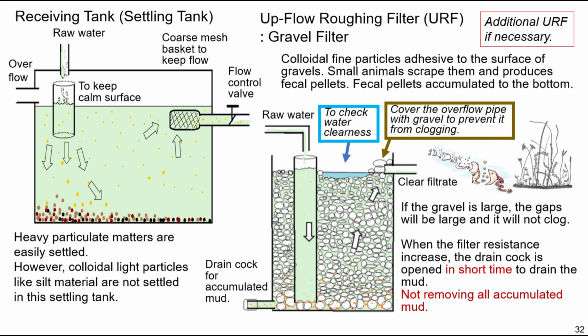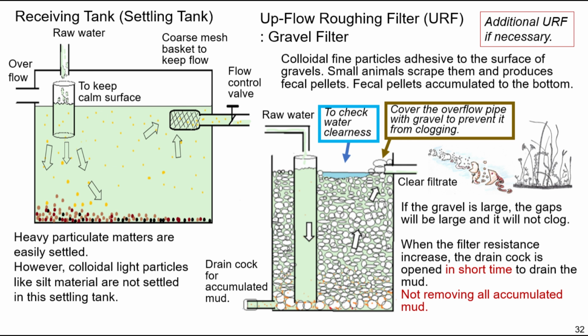At first, the receiving tank is a settling tank. Heavy particulate matter is easily settled. However, colloidal light particles like silt are not settled in this settling tank. And the second step: the upflow roughing filter, URF, a gravel filter.